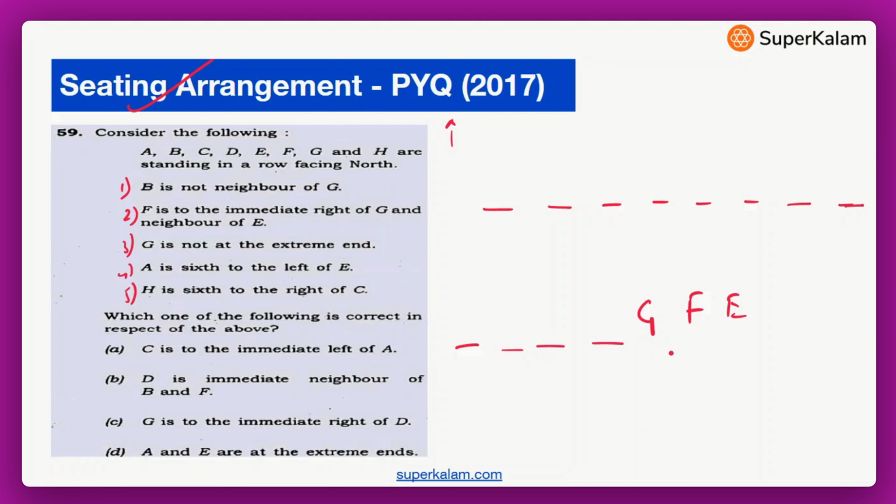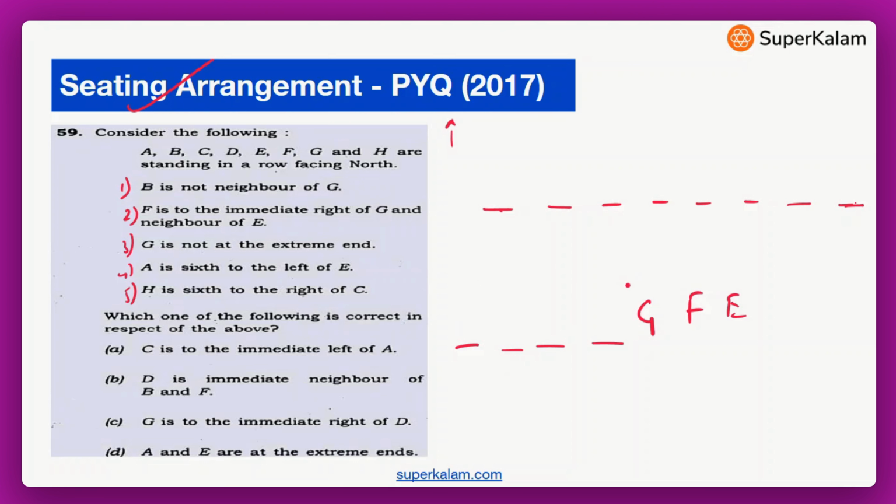So it's given that G is not at the extreme ends. G is neither here nor here. So we know that F and E are to the right. If G is not at the extreme left either, then there would be at least one place which would be filled by some characters. A is the sixth to the left of E. Now this is interesting and it is the most informative one. So if we go to left, then the sixth one would be occupied by A.